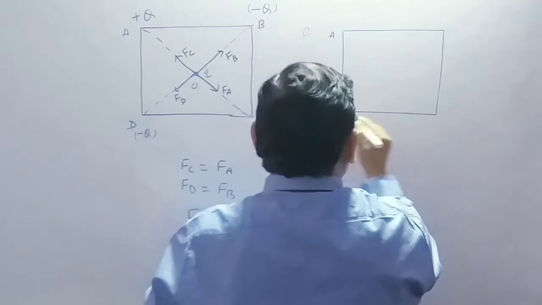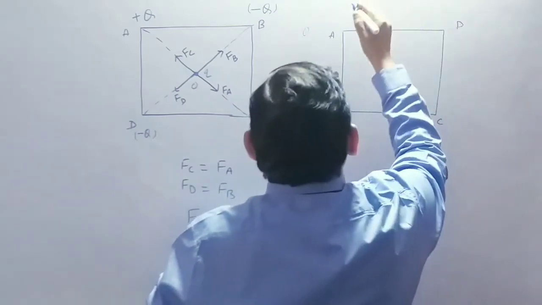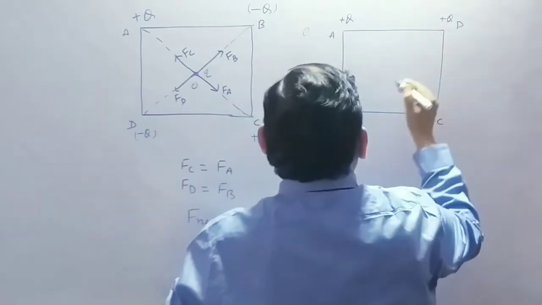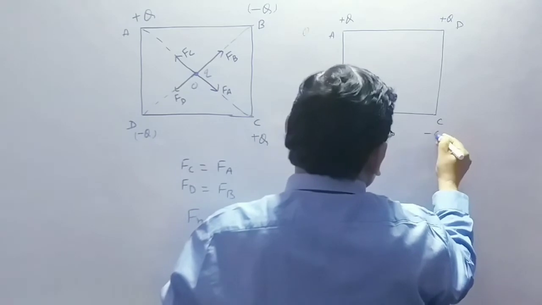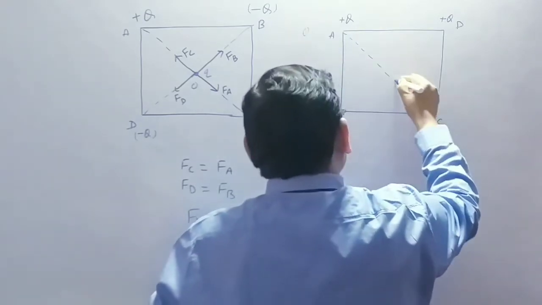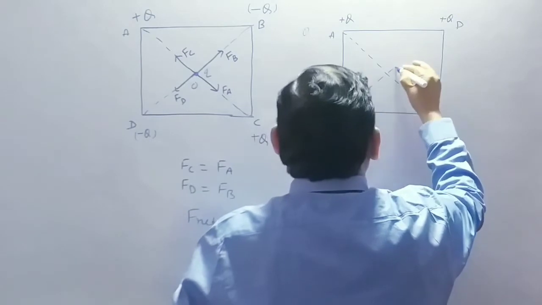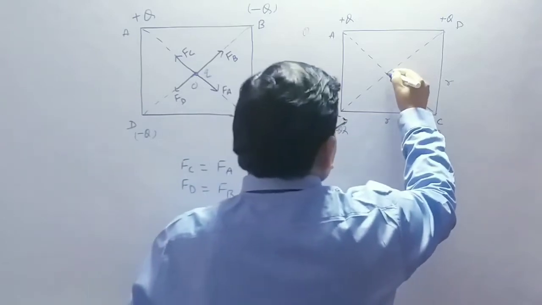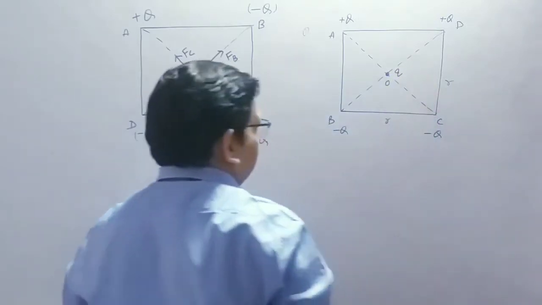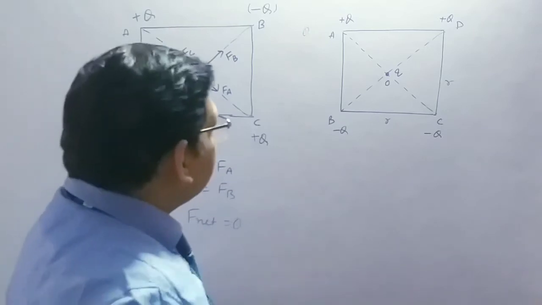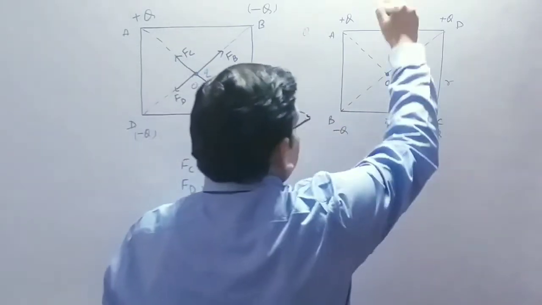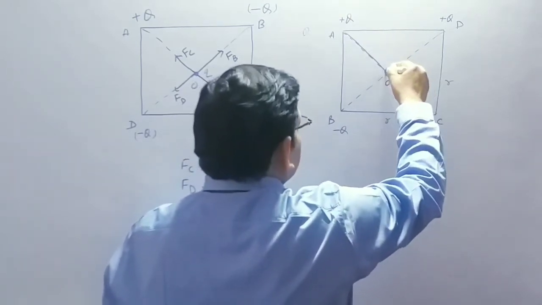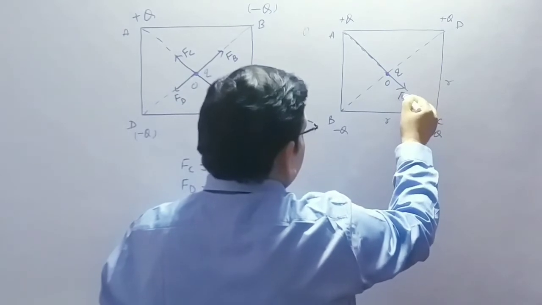A, B, C, D. Here plus Q, minus Q, minus Q. Take each side R. So find the net force on a small q at O. If you look at the direction of the force in this case, the force exerted by plus Q on small q would be again repulsive in nature. So this is the direction of force E.